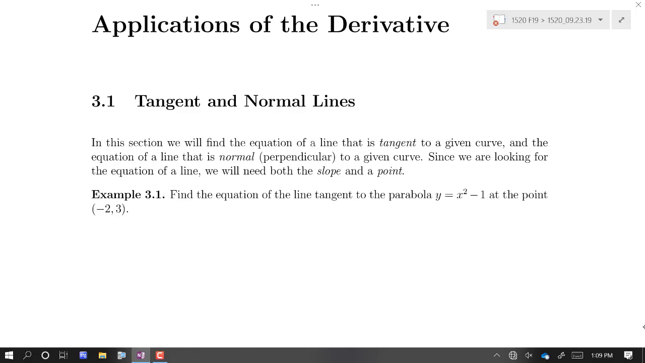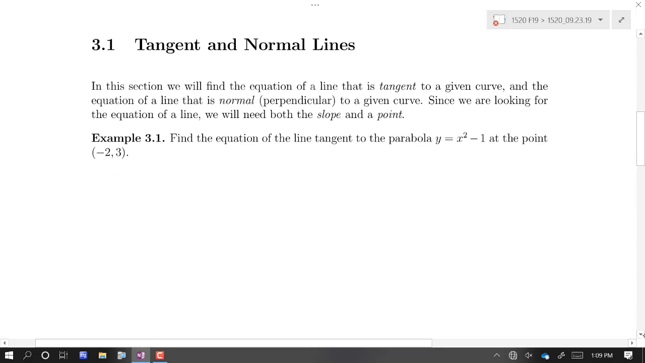So let's start with an example. Let's say I want the equation of the line tangent to the parabola y equals x squared minus 1 at the point negative 2, 3. Now, they've told us a point, and I just need a slope and a point to get the equation of a line. So I'm going to use calculus to help me get the slope.